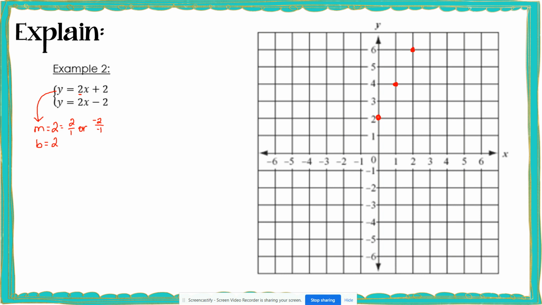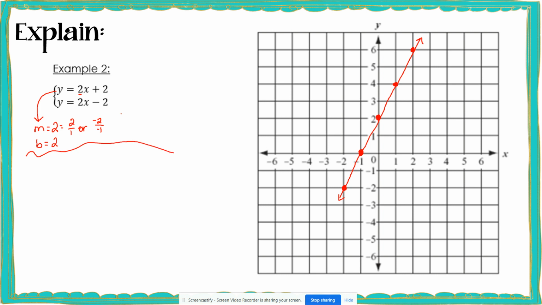So I could go back to my original point, my y-intercept, and I can also use this slope of negative 2 over negative 1. Since that has a rise of -2, I can go down 2, and a run of -1, I can go left 1. So again, down 2, left 1. So I have a pretty good line here, a pretty good number of points. I probably can connect those and be able to find my next line.